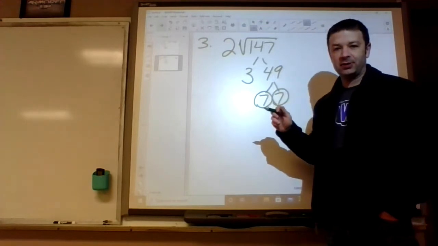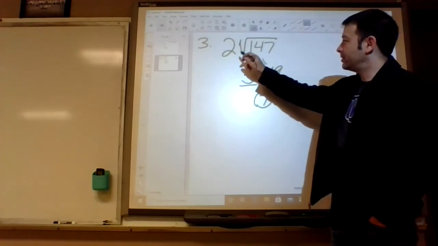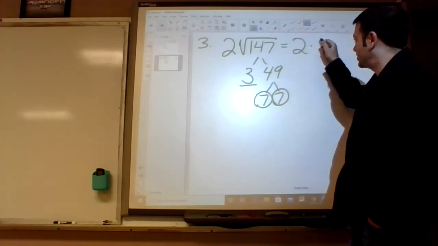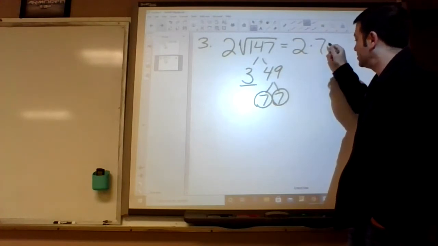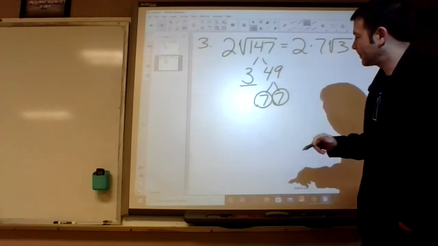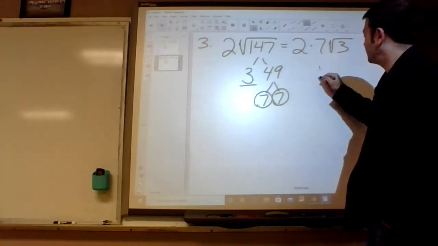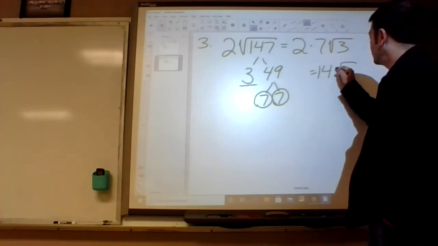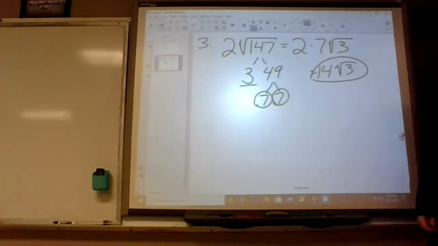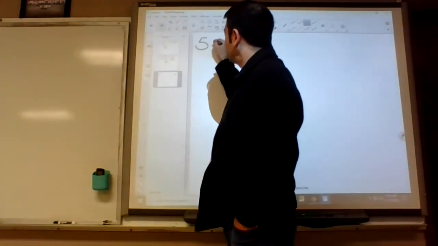7 is gonna go on the outside, 3 on the inside. Now, there was already a 2 in front of it, so really what's happening is we got a 2 on the outside and a 7 on the outside, and 3 is on the inside. So 2 times 7 go together to make 14. So this would be 14 square root of 3 for number 3.